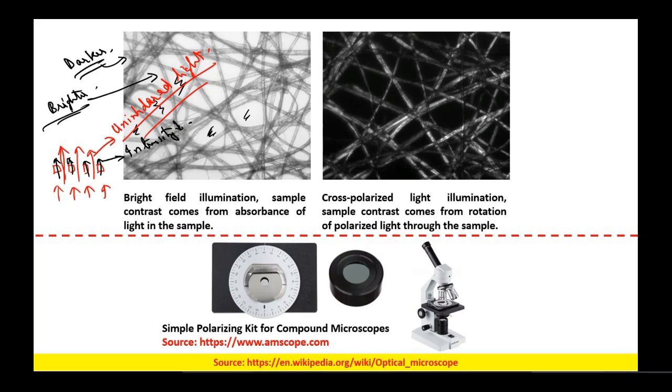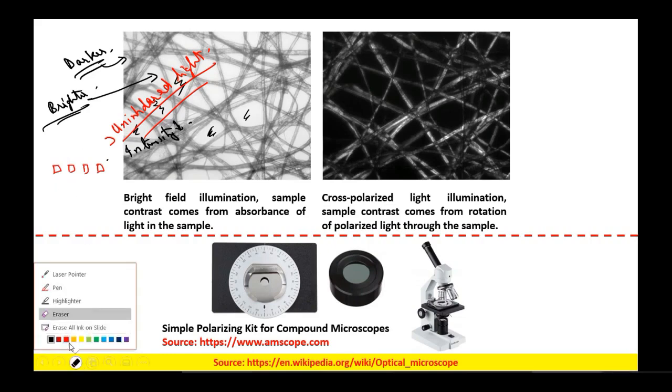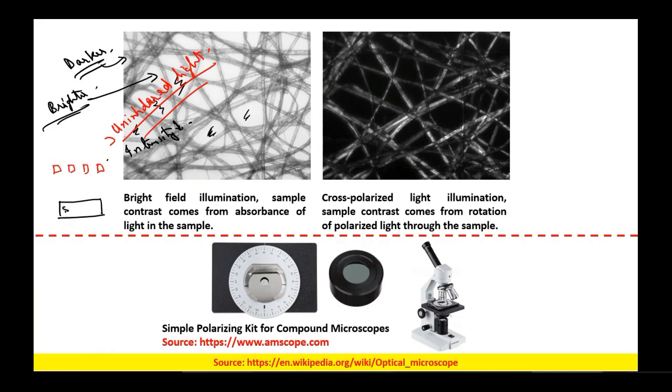However, when you talk about plane polarized light, what is happening over here? Let me draw this again. So you have the light source, then you have the polarizing sheet, then you have the condenser. I am not drawing the condenser as it is now.